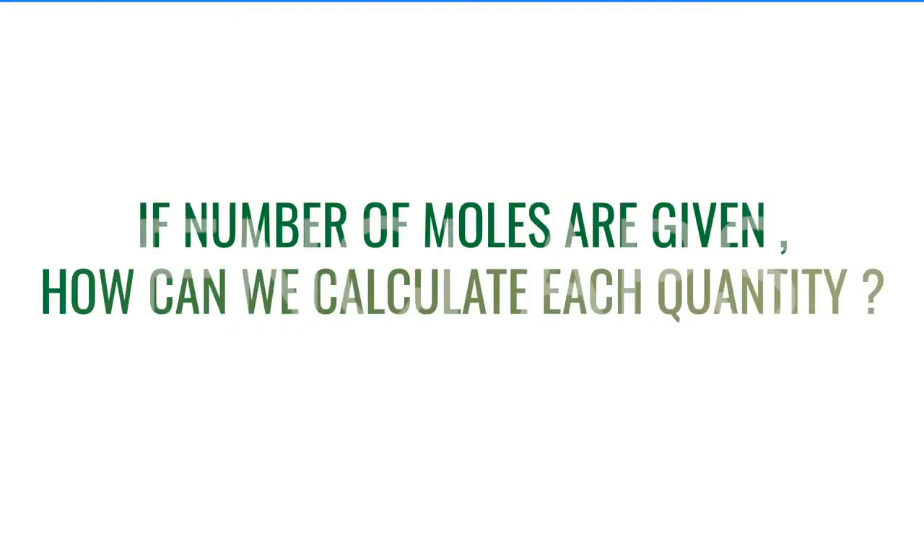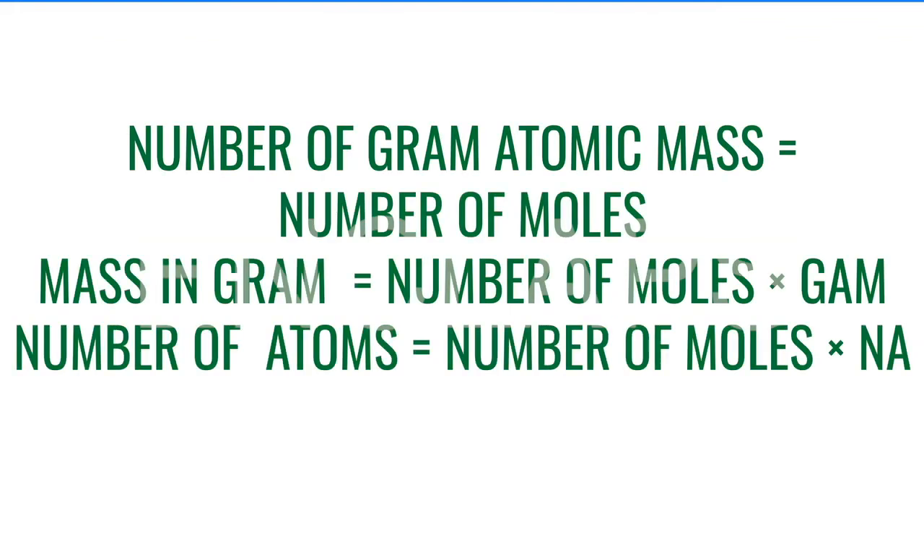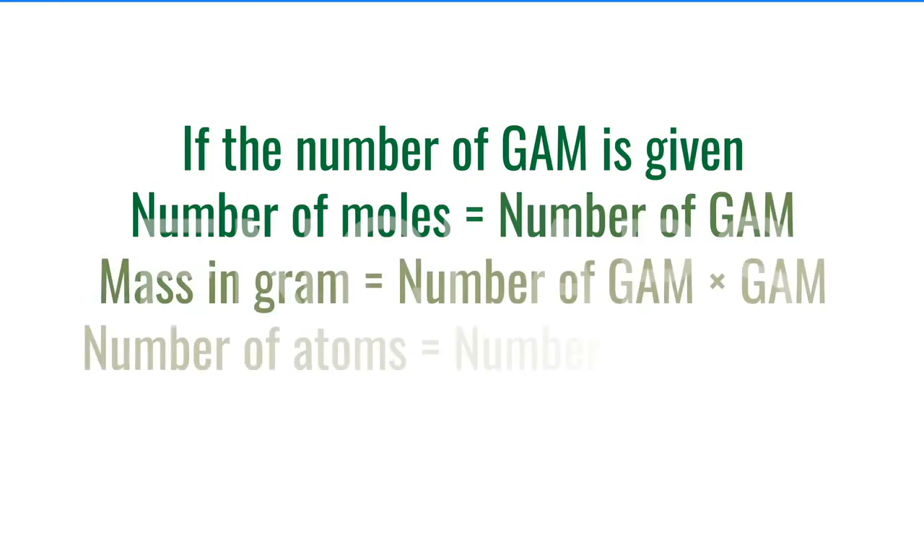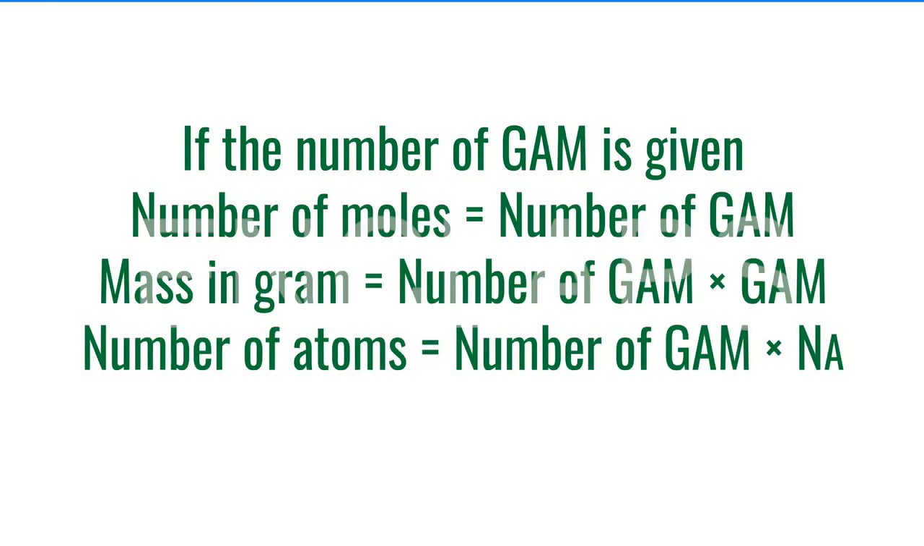If number of moles are given, how can we calculate each quantity? Number of gram atomic mass equal to number of moles. Mass in gram equal to number of moles into GAM. Number of atoms equal to number of moles into Na. Okay. Then, if the number of GAM is given, number of moles equal to number of GAM, then mass in gram equal to number of GAM into GAM, number of atoms equal to number of GAM into Na.